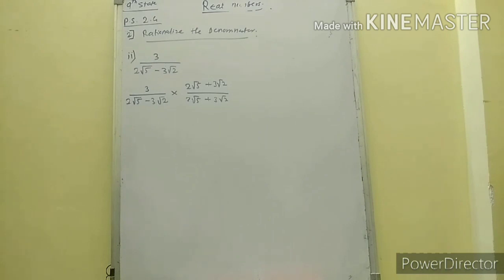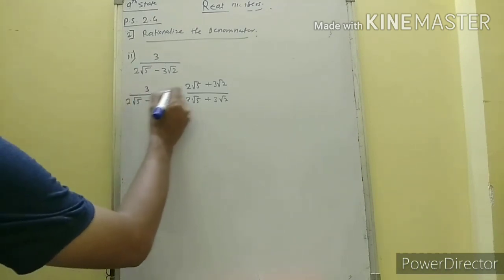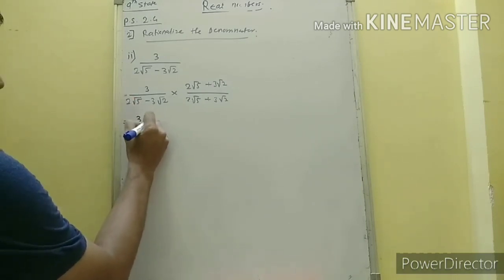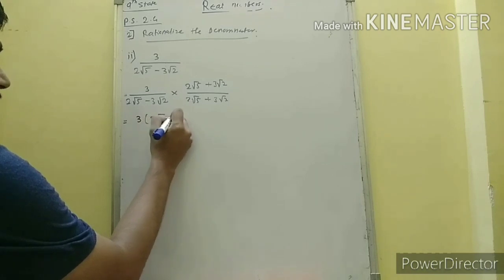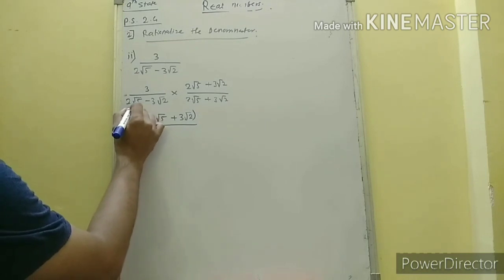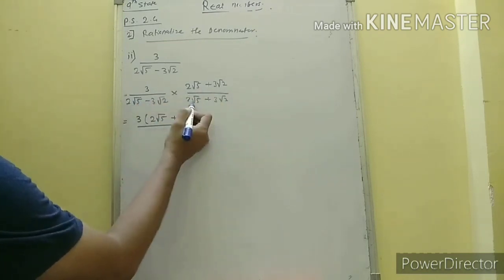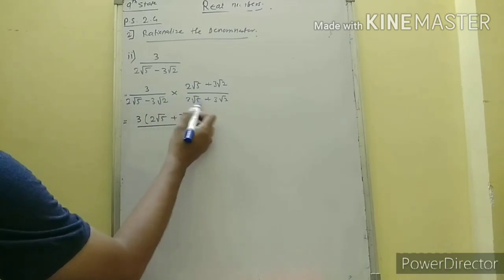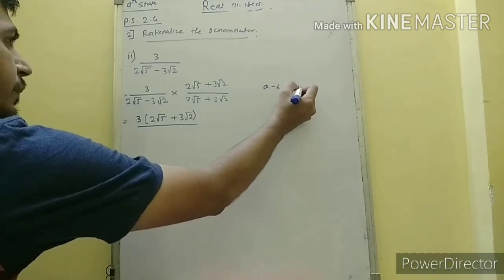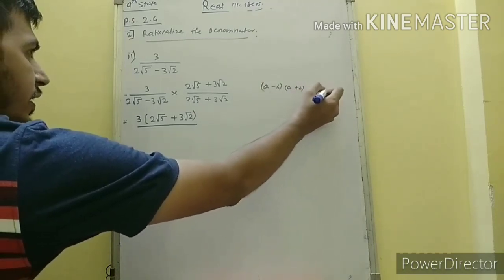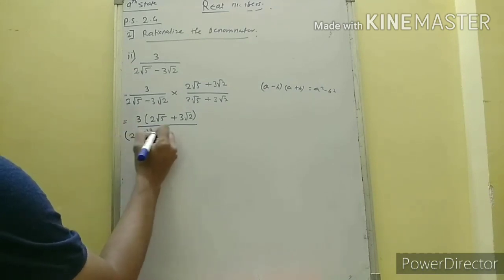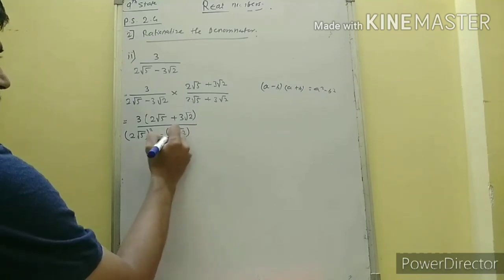Okay. So 3 multiplied by this whole bracket, 3 multiplied by 2 square root of 5 plus 3 square root of 2, upon, see, a minus b and a plus b. First term is same, second term is different, and we have minus plus sign in between. So a minus b and a plus b is the formula for what? A square minus b square.